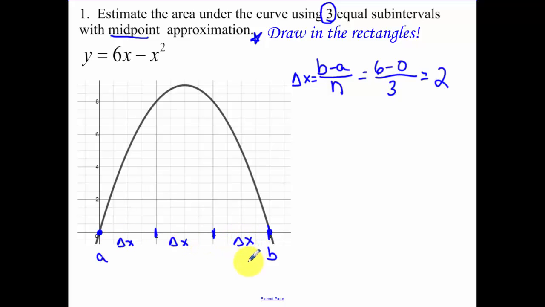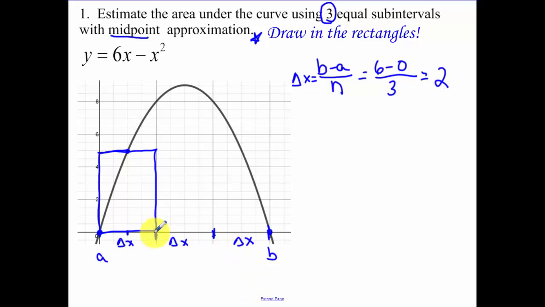Now you need to figure out the height. That's going to be a function value. So what you have to do is, if we're using midpoint, you go halfway in between 0 and 2, which is 1, go up, find that function value. This is one rectangle that you're going to have, and we're going to find the area of that rectangle.